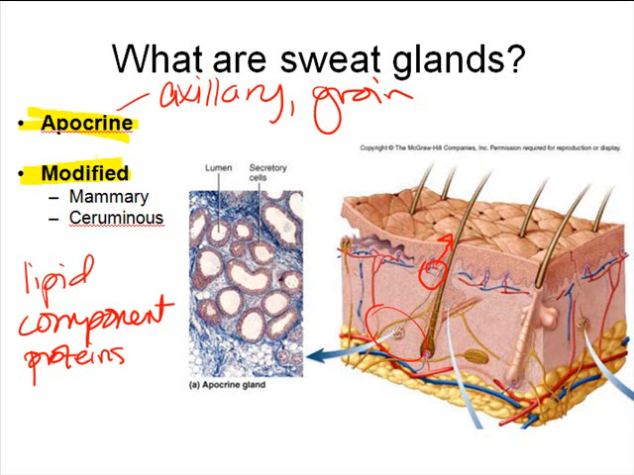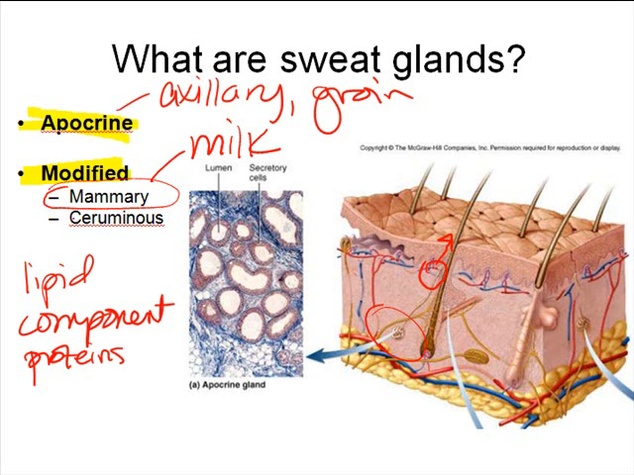Now we can talk about our modified types of sweat glands. These are sweat glands that have modified so that they produce a special type of product. Rather than producing just regular old sweat, rather than producing sweat with lipids in it, they serve other functions. For example, mammary glands, which are found in the breast, are responsible for manufacturing a modified type of sweat that we call milk. Yes, it is a modified type of sweat.